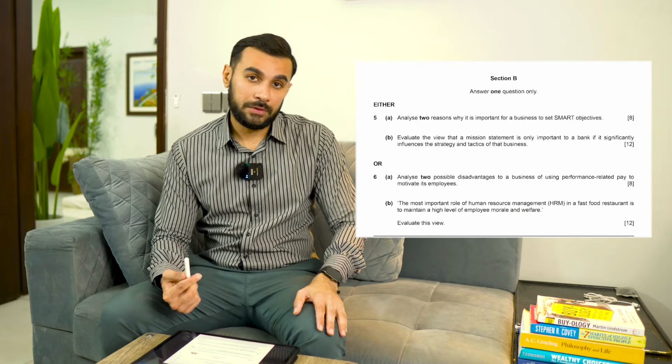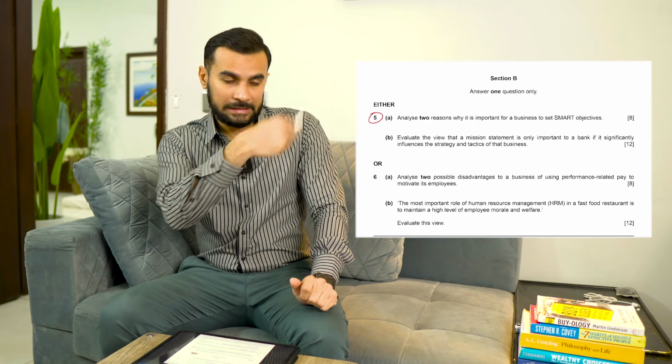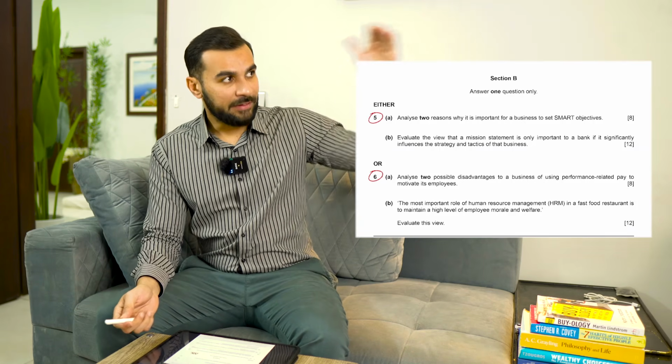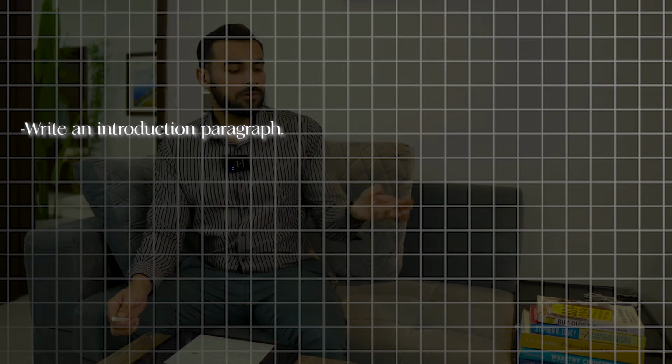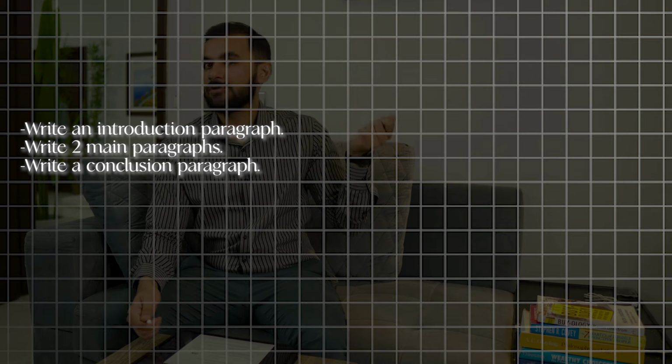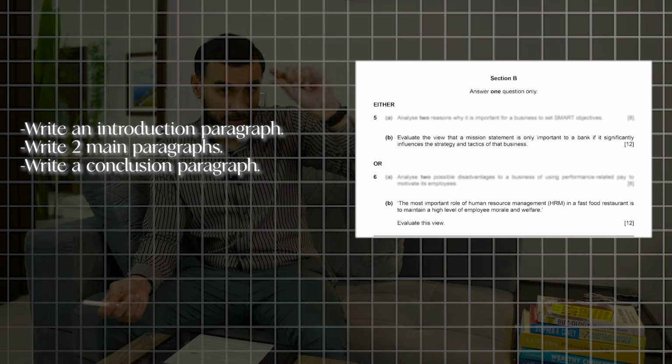And for a 12-marker, the last part of this paper, if you see 5B and 6B in this paper, 5B and 6B will be 12-markers. For 12-markers, the structure that you need to follow is an introduction paragraph, two main paragraphs, and then a conclusion paragraph. In the introduction, again, I'll have to write the definition of the keyword that I can see in the question. And then the two main paragraphs, because a 12-marker is generally an evaluate question. If you see these two questions, 5B and 6B, both of them are asking you to evaluate.